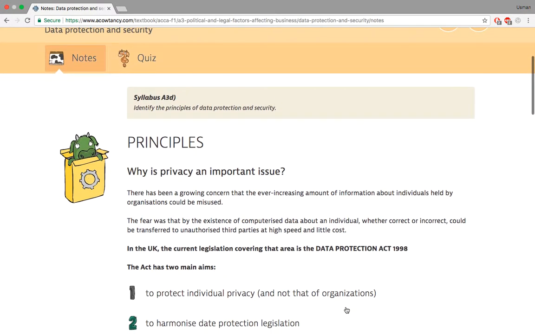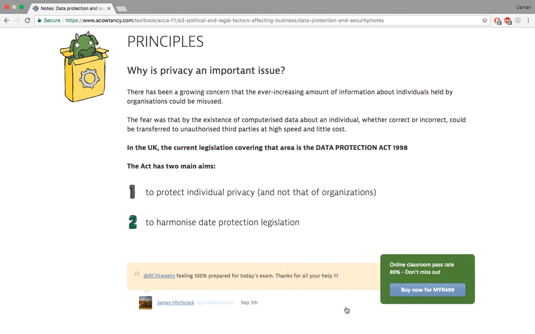Okay, data protection and security. Like I said, it's a boring chapter. We're talking about certain different parts of things. They're just bits and pieces of everything in here. Now, why is privacy an important issue? Why do you think you need to keep everything private?